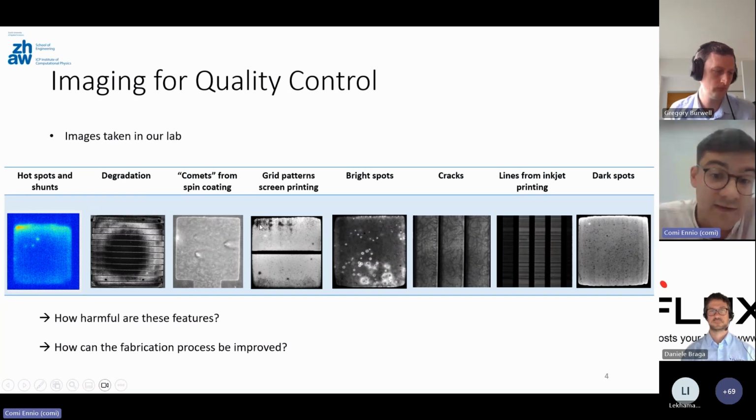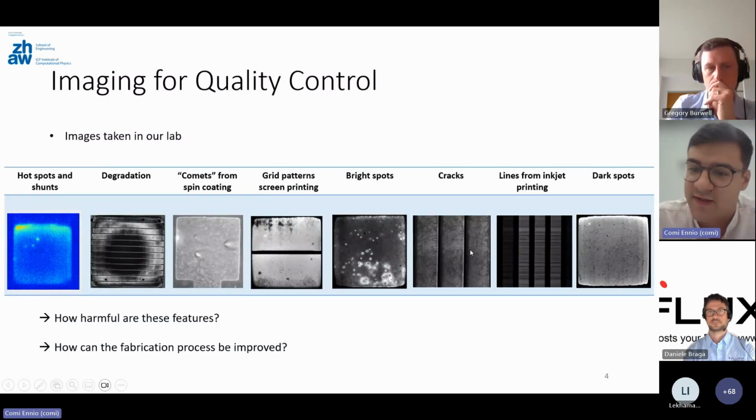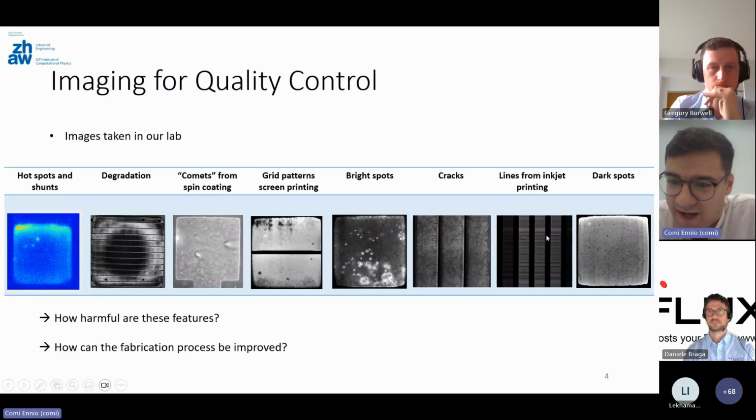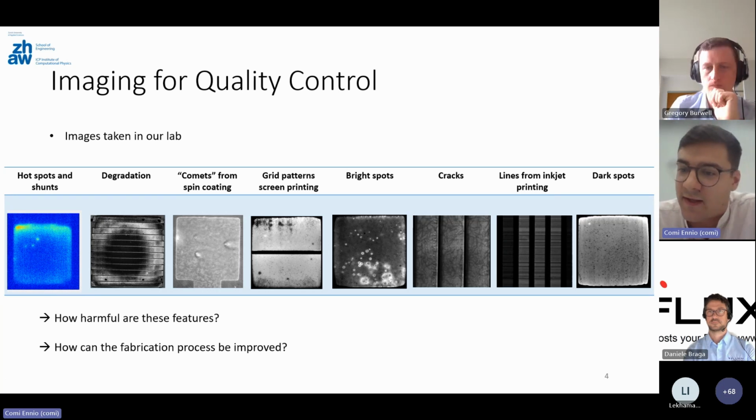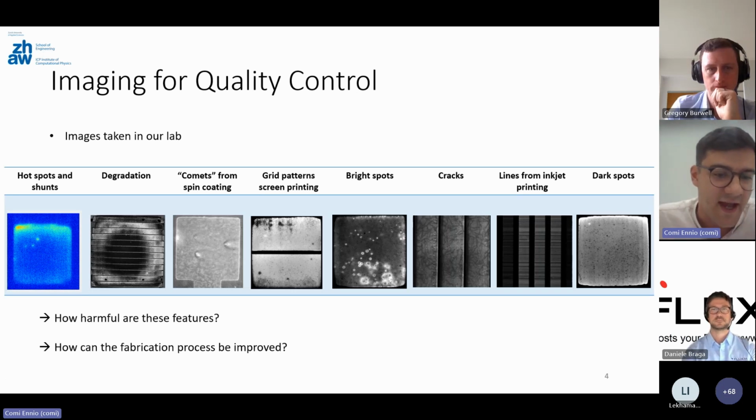Especially in screen-printed devices, grid patterns can appear where too much pressure is applied, bright spots, cracks, also these very horizontal, very straight lines that can come from inkjet printing. And of course, we also see lots of small dark spots. And then always the question is, how harmful are all these features, and how can we then improve fabrication processes to increase the efficiency of those devices?